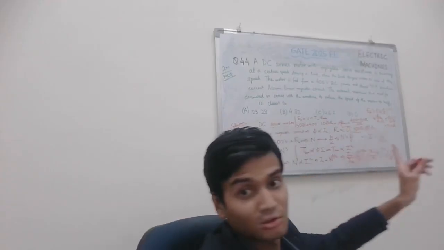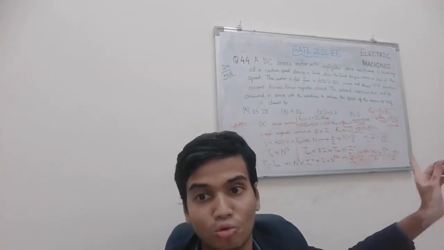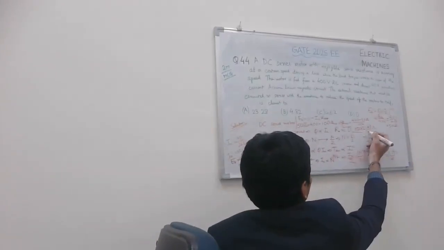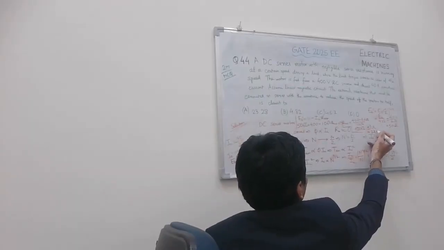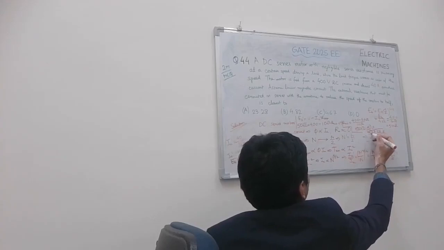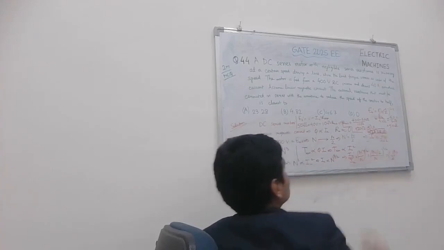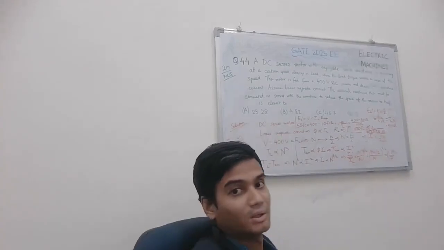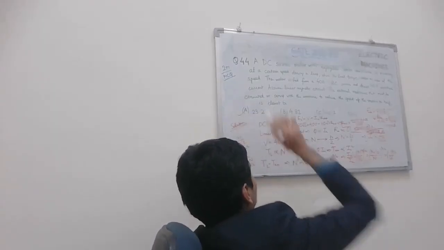So if you put the values, we get 20 root 2 minus 5 as nearly equal to 23.28 ohms. So this is option A.